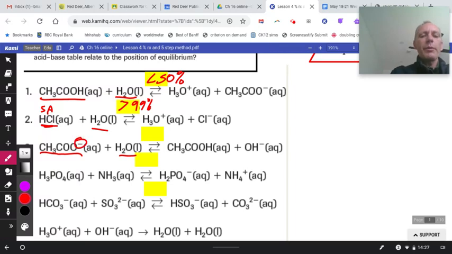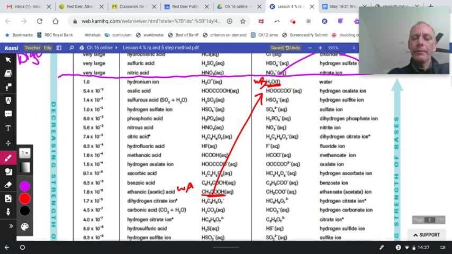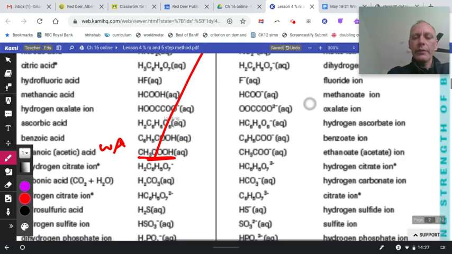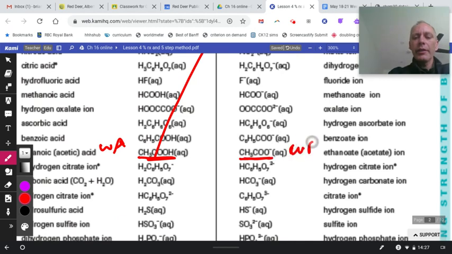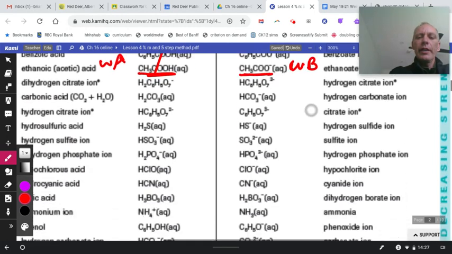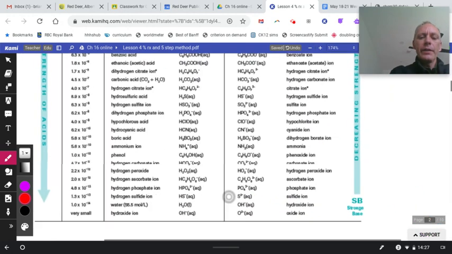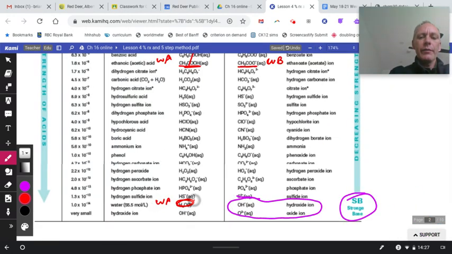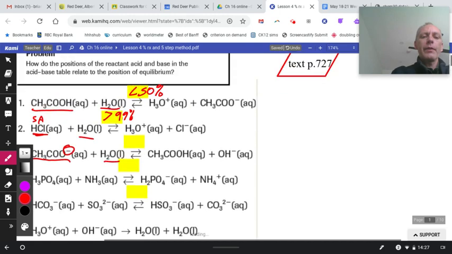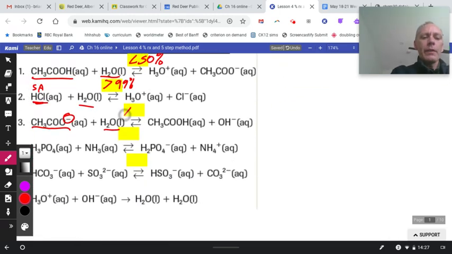Okay, CH3COO minus and water. This has a minus, so it's probably a base. We'll go look it up. CH3COO minus and water. Okay, here it is. CH3COO minus is in the conjugate base column, and it's a weak base. And water is the weakest acid right here. So we have this weak acid below a weak base, less than 50%. Oh, isn't this easy? Less than 50%.